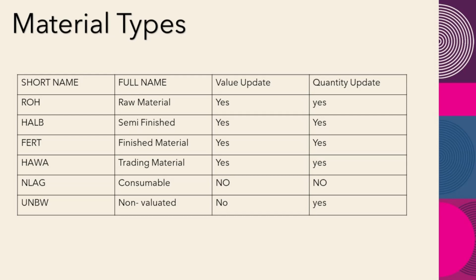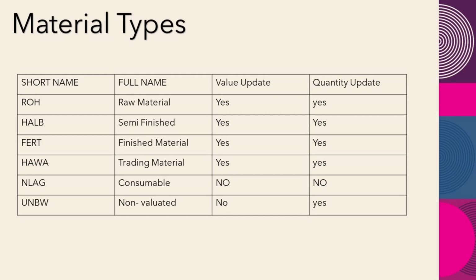So if both the options are enabled, then the value as well as its quantity is updated whenever you do the transaction. Whenever you issue the goods or material to the production department, or you receive the goods from the vendor, its value and quantity is updated. Then you have semi-finished. So here also you have both, value as well as quantity. Then you have finished material. So everything is finished and it's almost a ready product, so it's a FERT.